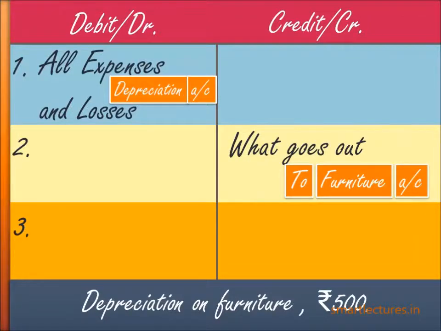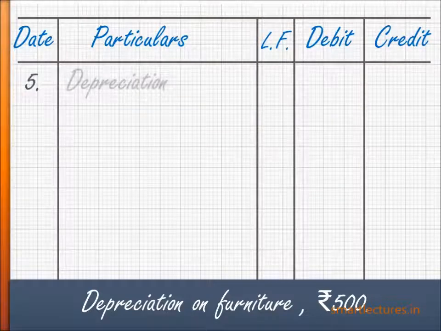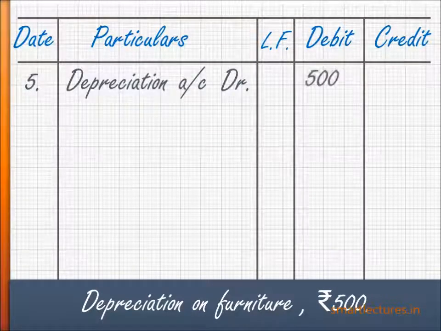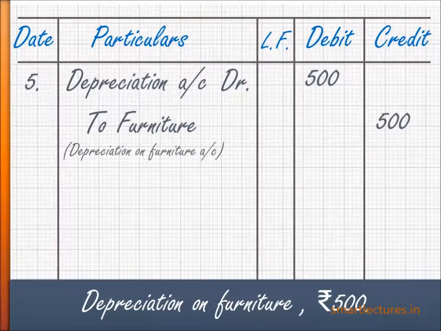So come to the journal entries. That will be depreciation account debit 500 rupees to furniture account 500 rupees.